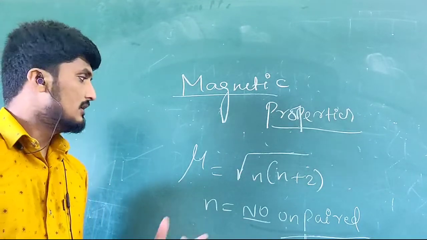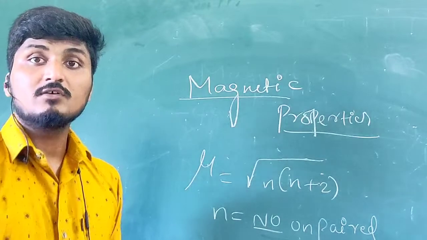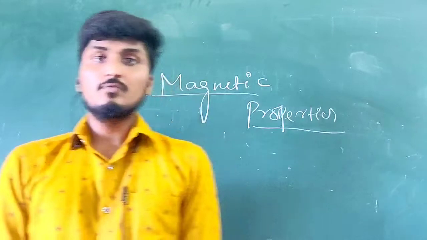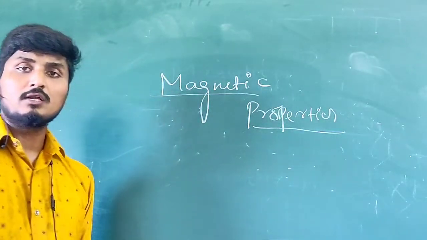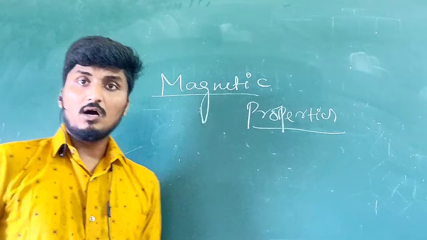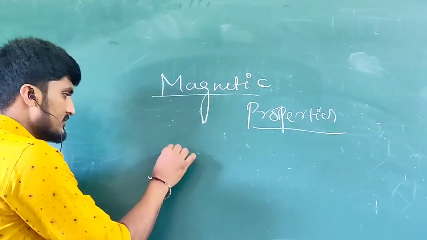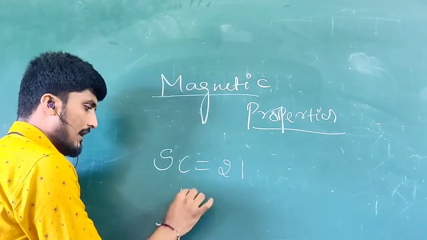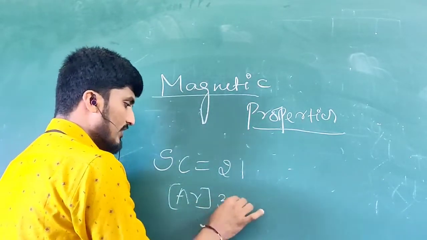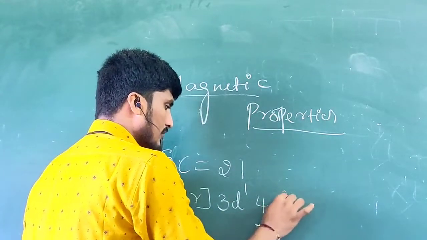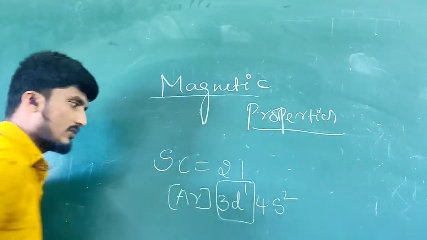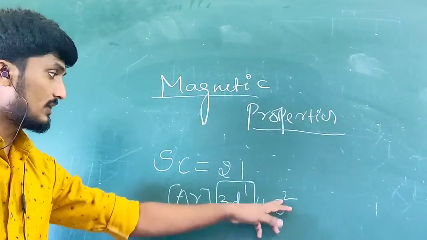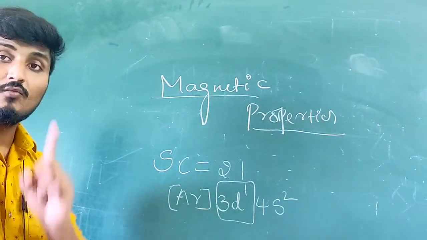First I will take the first transition series. Examples of the first transition series we can take and solve. For example, if you want to calculate the magnetic moment of scandium, first write scandium. What is its atomic number? 21. What is its electronic configuration? Argon 3d1 4s2. Here in the d, the number of unpaired electrons is 1. D1 is there, so it's an unpaired electron. 4s2 is completely filled, so you can't take it. So in the d, 1 unpaired electron is there.